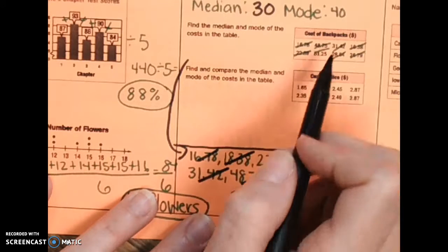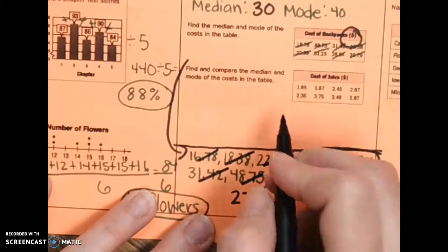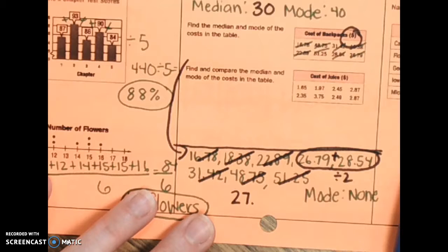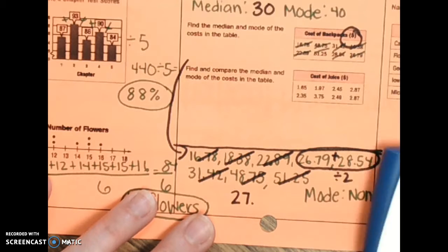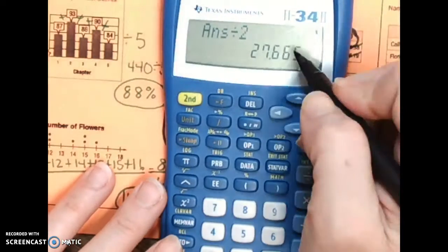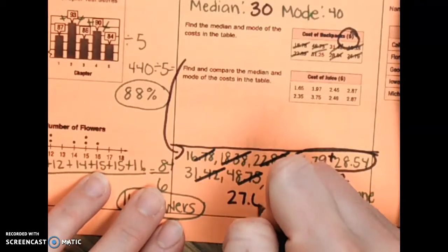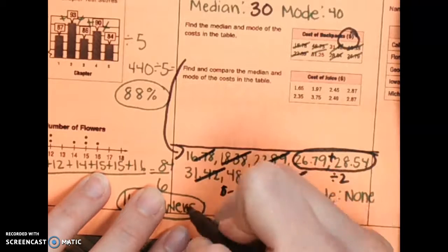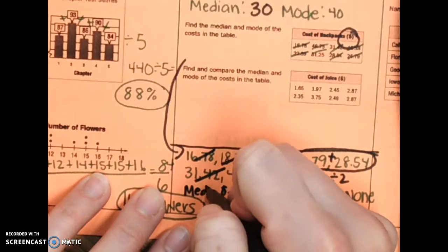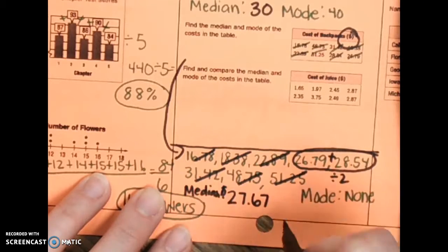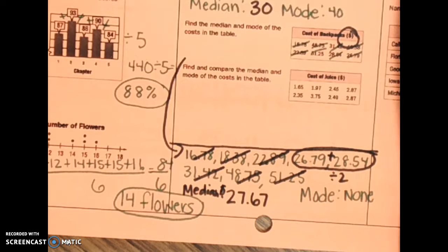27.665. But since this is money, it doesn't have 3 decimal places, so we're going to have to take the thousandths number, and we're going to have to round it up. So that 5 tells us 6 to go up to a 7. So 27.67 is the median. That is the middle number. So when you have two numbers in the middle, you have to add them together and divide by 2 and find the mean of those numbers. Let's look at the next one.